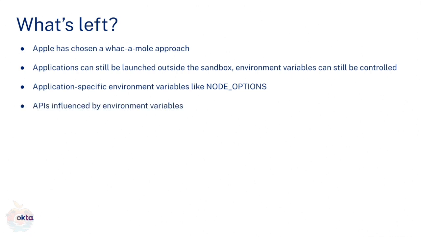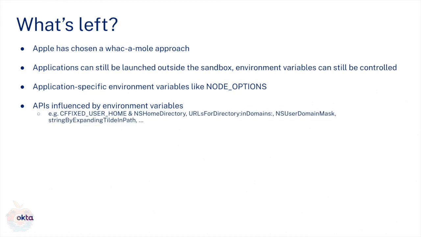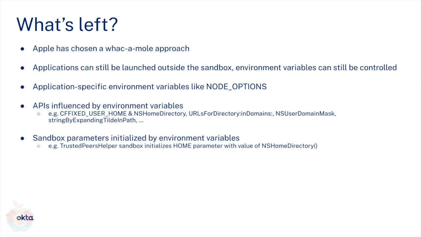I've also shown you APIs influenced by environment variables. Today's example is CFFIXED_USER_HOME and NSHomeDirectory, and the many APIs that expand tildes in paths through that API. And also, sandbox parameters are sometimes initialized by environment variables. The example I have is the Trusted Peers Helper service, where the home subpath is initialized from the HOME environment variable as opposed to somewhere more secure like Open Directory.